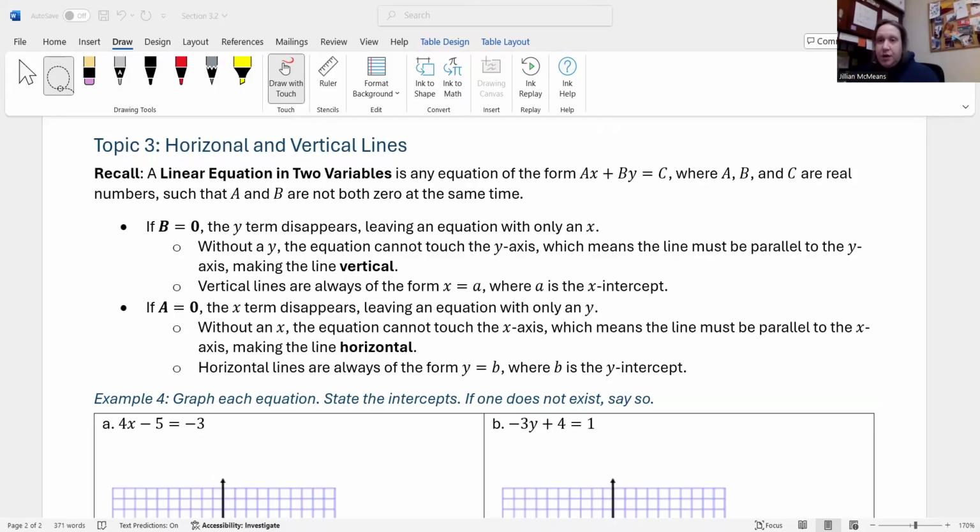When you're dealing with linear equations in two variables, when you start talking about intercepts, it's a nice time to also talk about horizontal and vertical lines, okay? The reason is we graph them using an intercept, okay? So let's do a quick recall.